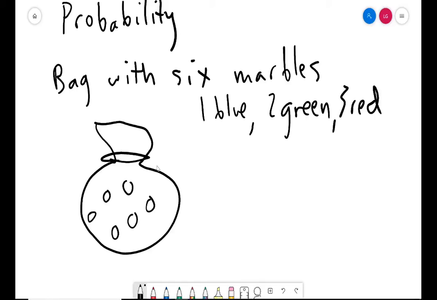And you can imagine this situation. If the bag is closed, but you knew that this was the distribution of colors for the 6 marbles, and you knew there are 6 marbles only, you can play through your head: if I reach in and pull out a marble, what is the probability that that marble, when I open my hand, is blue? What is the probability it's green? What's the probability it's red?